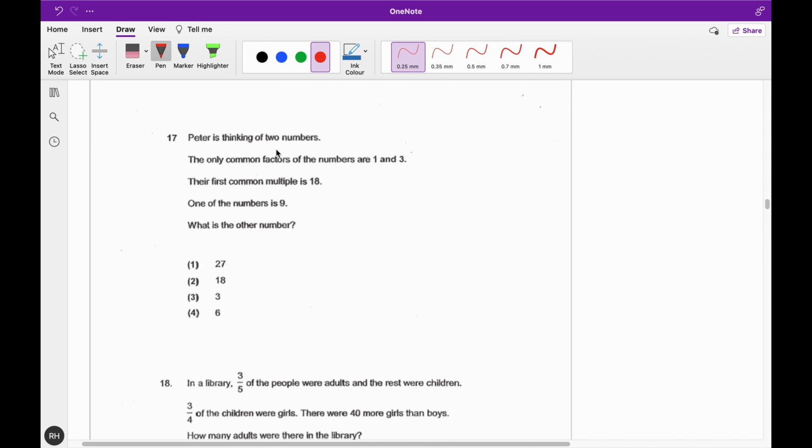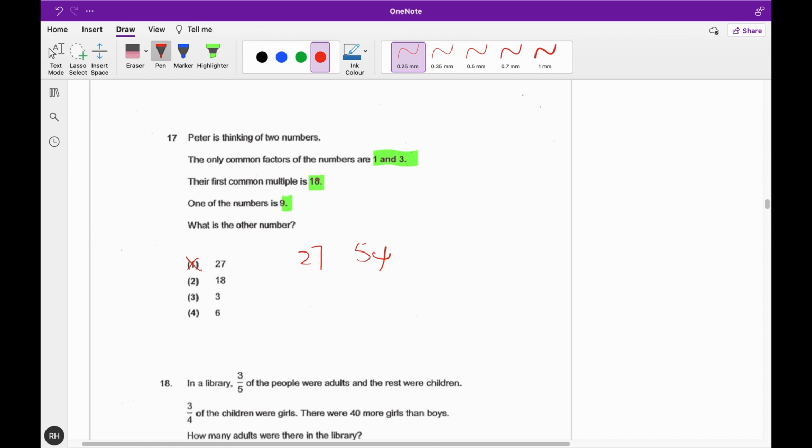Okay, Peter is thinking of 2 numbers. The only common factors of the numbers are 1 and 3. The first common multiple is 18. One of the numbers is 9. What is the other number? Okay, so since the first common multiple is 18, it means that the number itself must be smaller than 18, right? Because we want to count in multiples. So we can't start with 27, because if we have 27, then the next multiple would be 54.